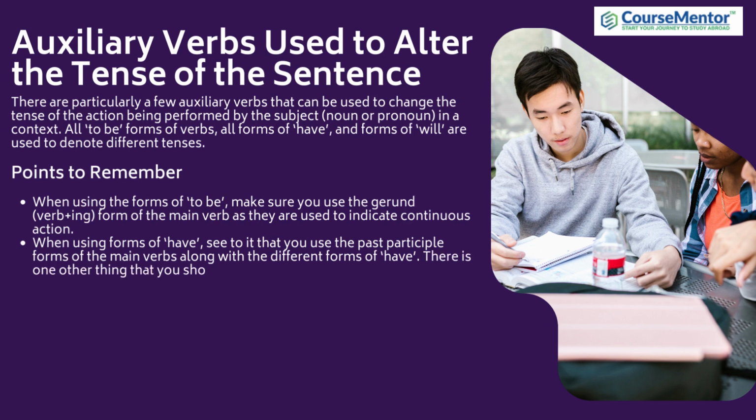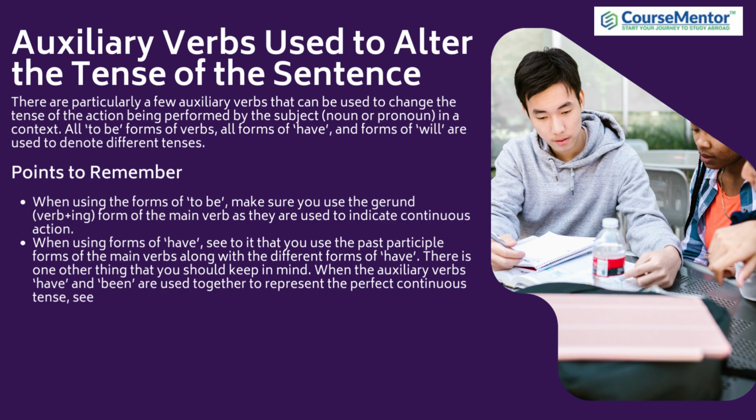There is one other thing that you should keep in mind. When the auxiliary verbs, have and been, are used together to represent the perfect continuous tense, see to it that you use the gerund, verb plus ing, form of the main verb in that particular sentence.